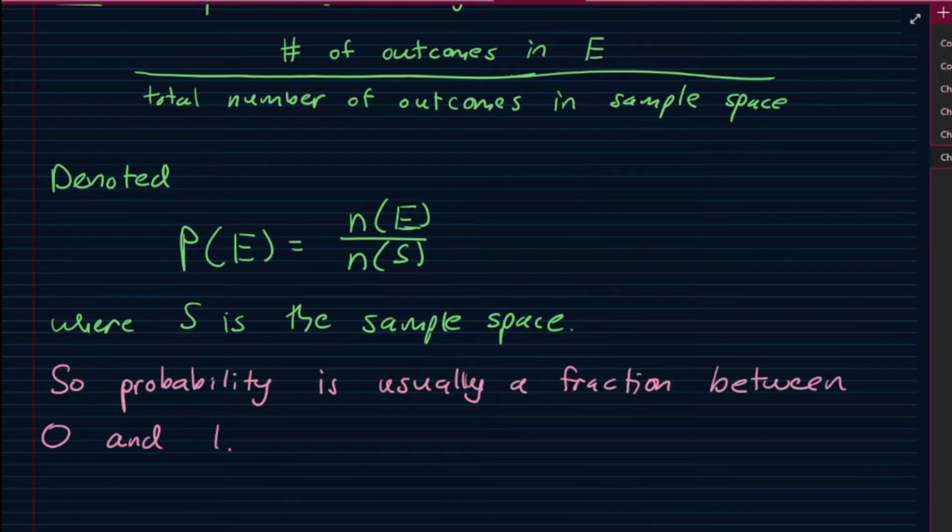But you really need to remember this. It's the number of favorable outcomes, another way of thinking of it, over the total number of outcomes. That's often what I say: favorable over total.